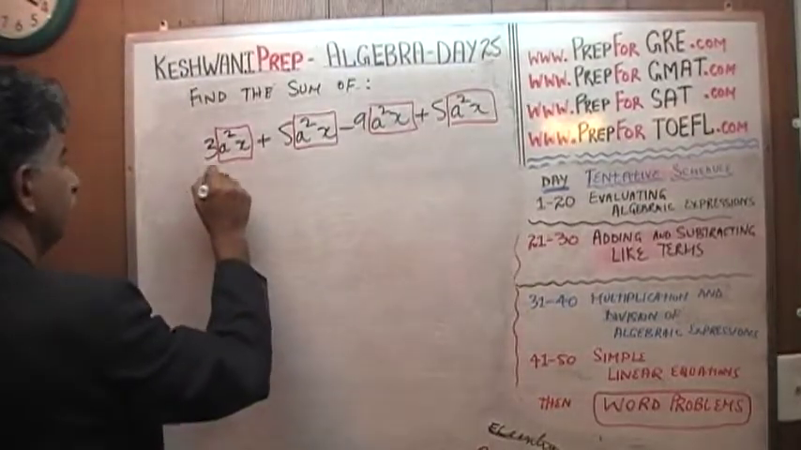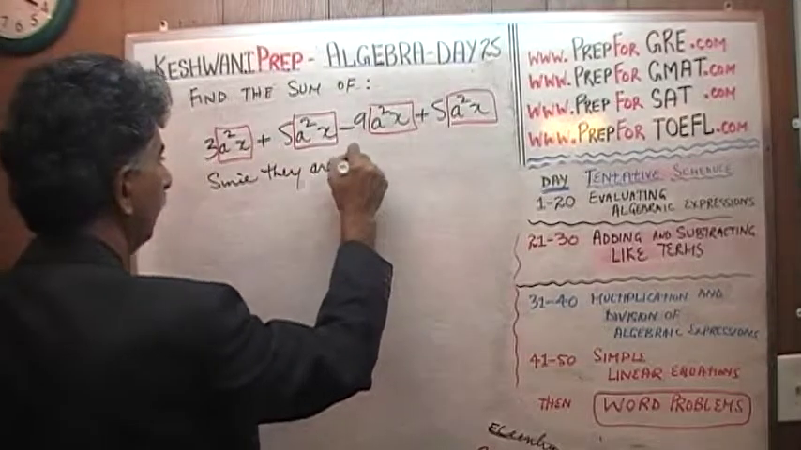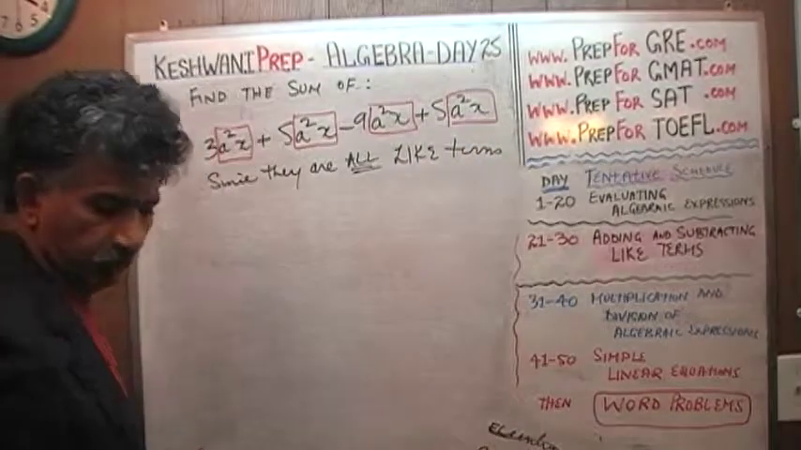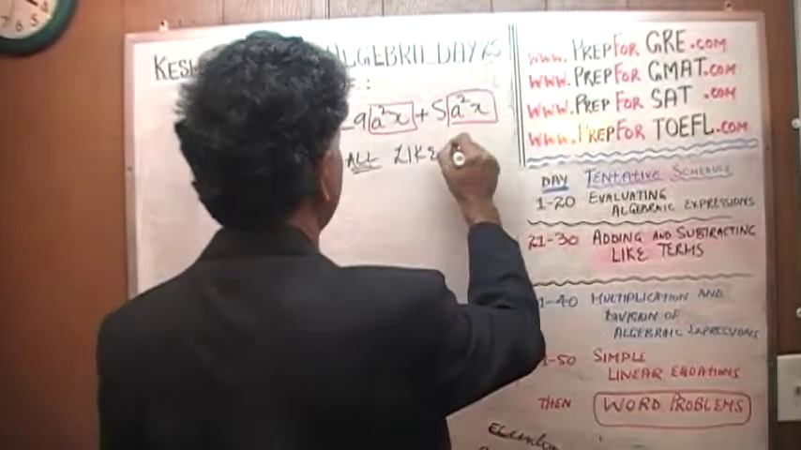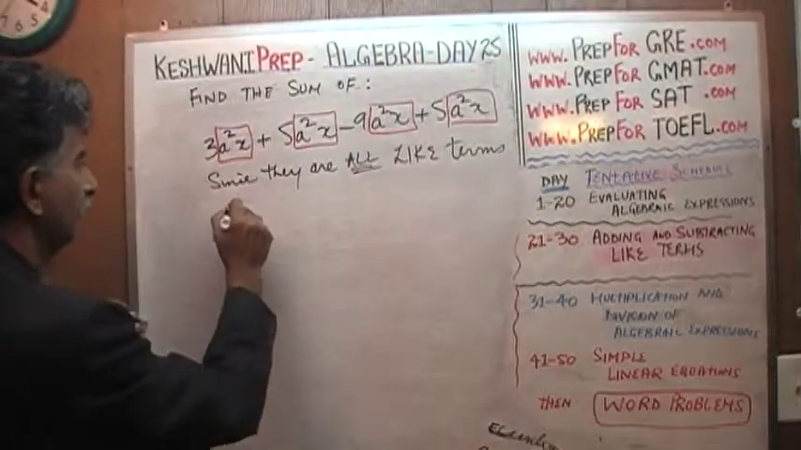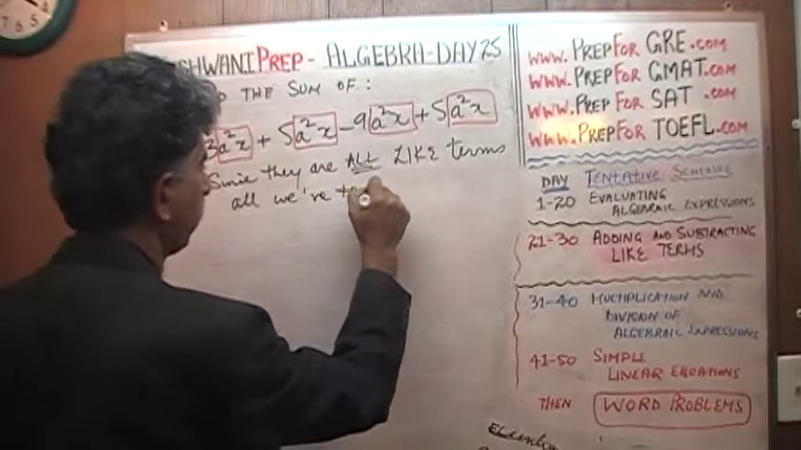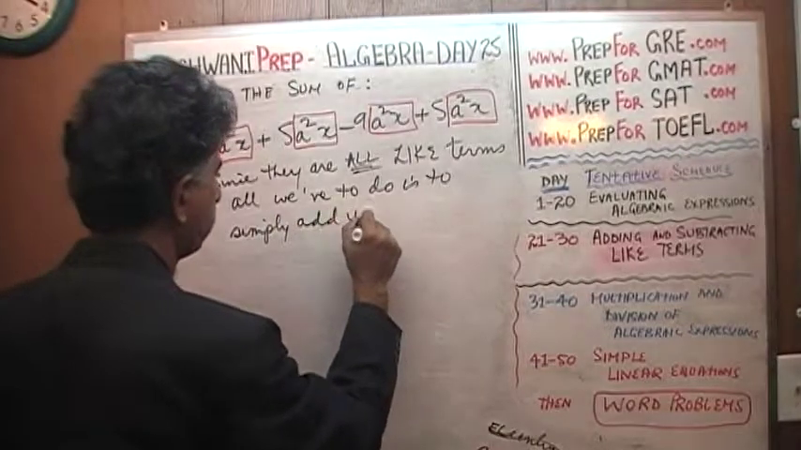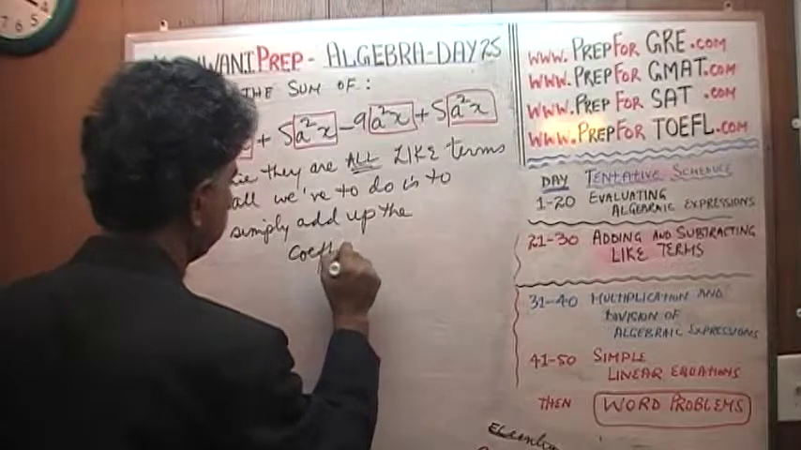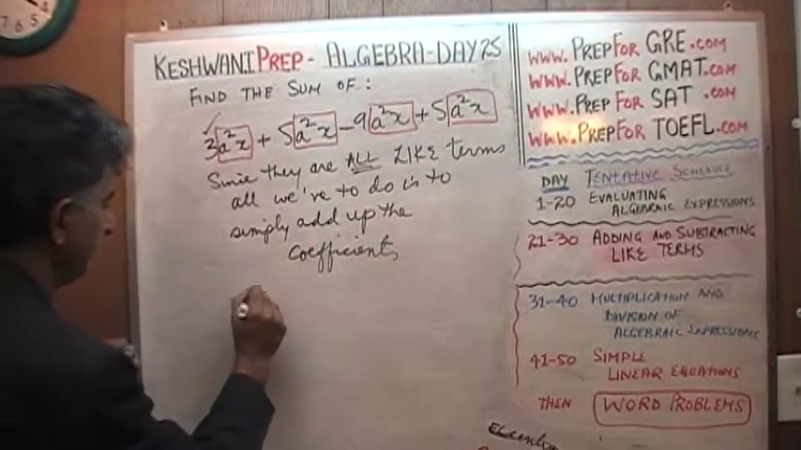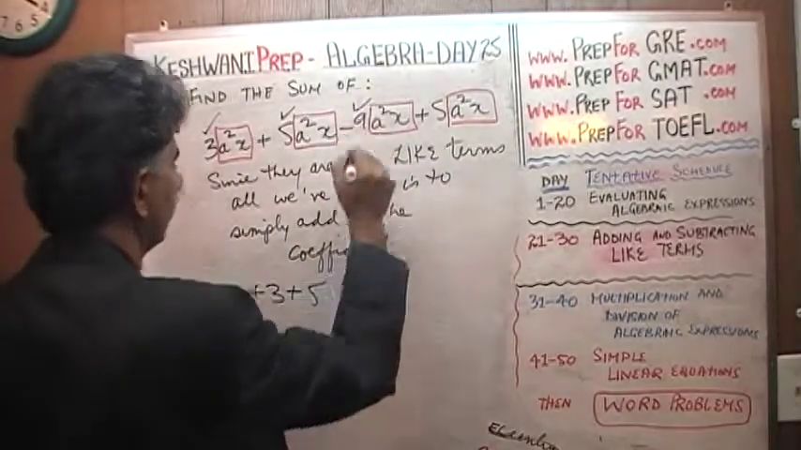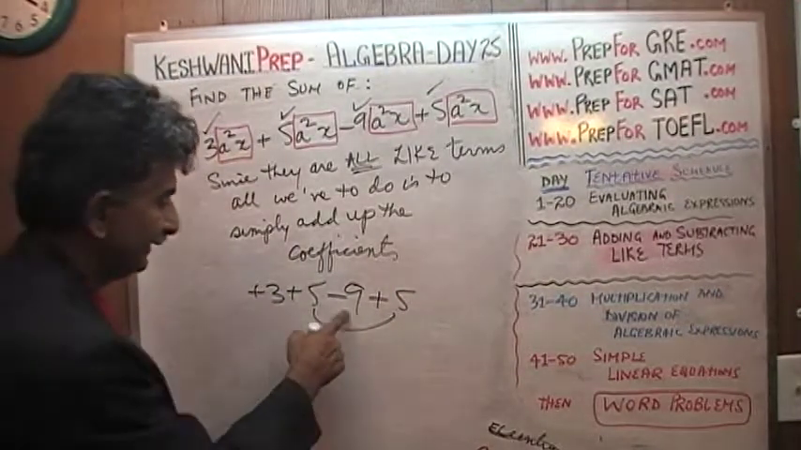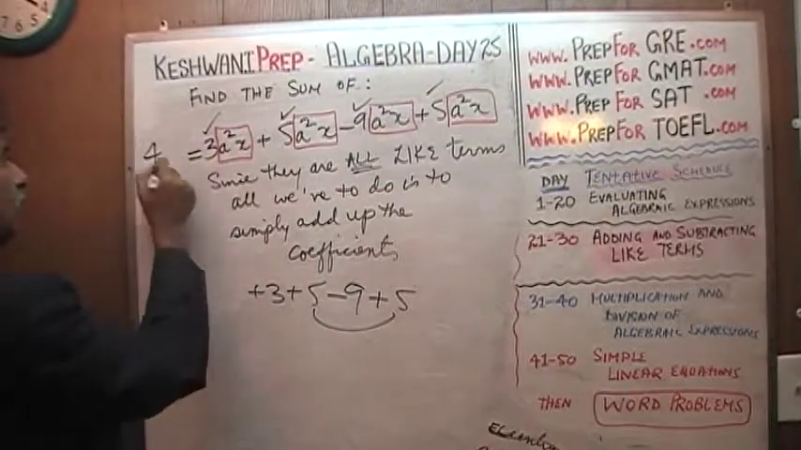Since they are all like terms, all we have to do is simply add up the coefficients. Positive 3, positive 5, negative 9, and a positive 5. Well, a positive 5 and a positive 5 is a 10. 10 minus 9 is 1. 1 plus 3 is 4. So the answer here is 4a squared x.